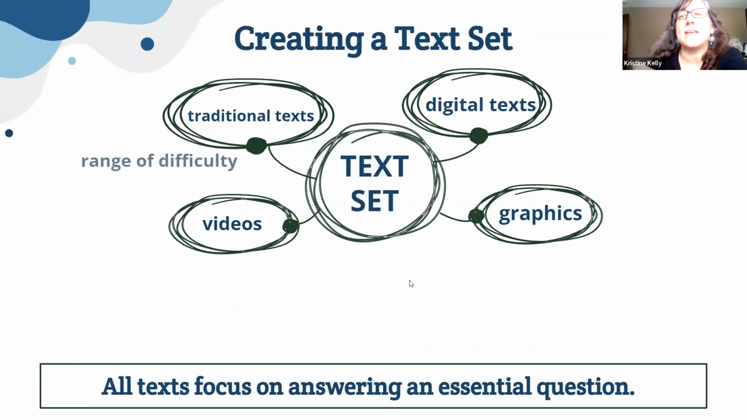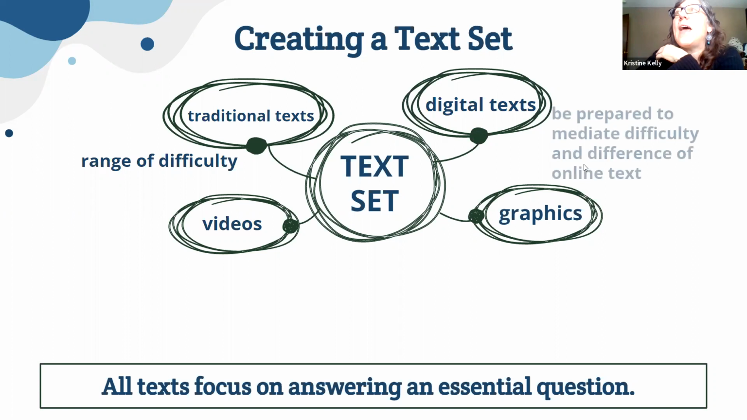So creating a text set often means we grab at least one traditional text. It might come from a resource that we're using, a textbook or a core text or Newsela or CommonLit. And we want to have a range in difficulty if we choose more than one. Having a digital text, getting them looking maybe at a blog or a website, we want to mediate the difficulty and the difference of online text.